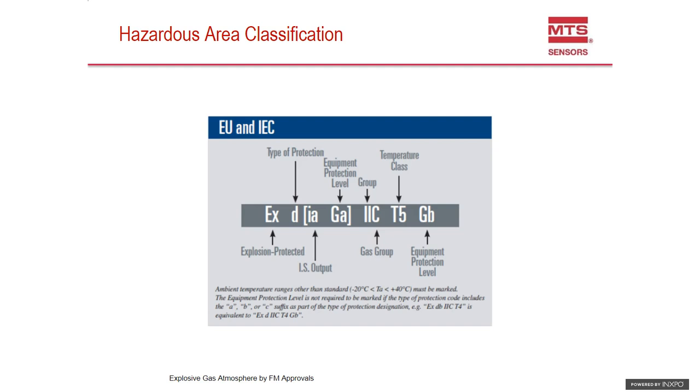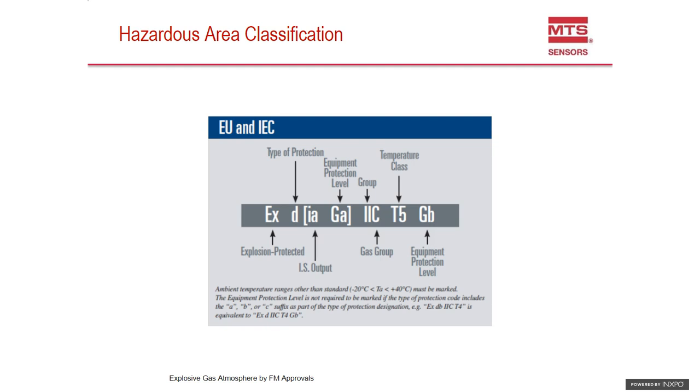We now go over to the ATEX and the IEC approval. So the base part of this approval looks very similar. We start with the Ex. Then we have the protection method showing the d and the ia. We have the gas group with the IIC. We have the temperature code with the T5. And we have the equipment protection level, Gb.